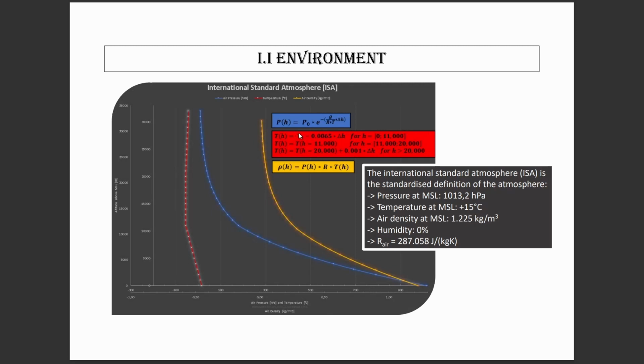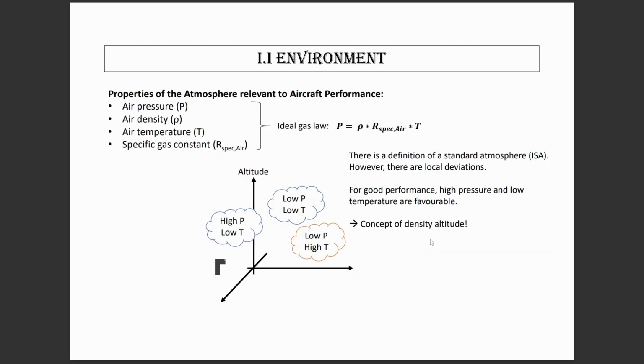So as you can see, we have a starting temperature and we have a linear decay depending on our altitude difference. We have a constant temperature between 11 and 20,000 meters, and we have an increasing temperature, but as you can see, the increase is less than the decrease previously in terms of rate. Okay, so this is how the environment behaves that we operate in.